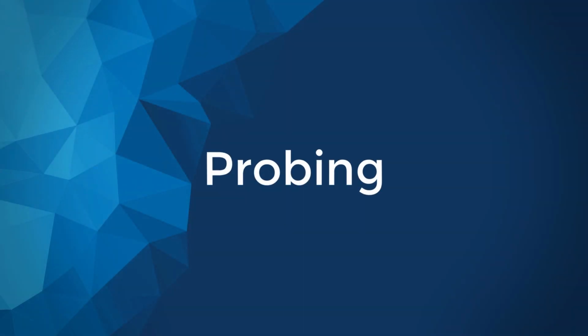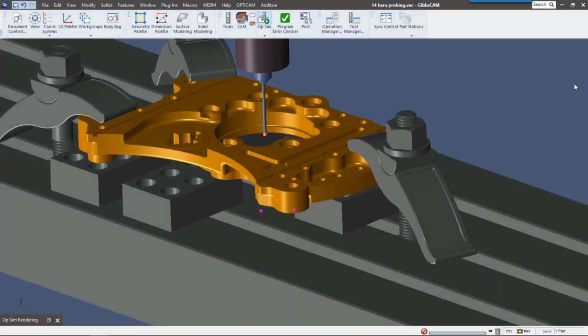This video is going to go over the new probing functionality in GibbsCAM 14. In-process probing using GibbsCAM is going to really speed up your production. You're going to be able to check parts, make sure they're in spec while they're on the machine using your probe. It's a really great process, it's really easy, and it's all right inside of GibbsCAM. So let's go ahead and get started.